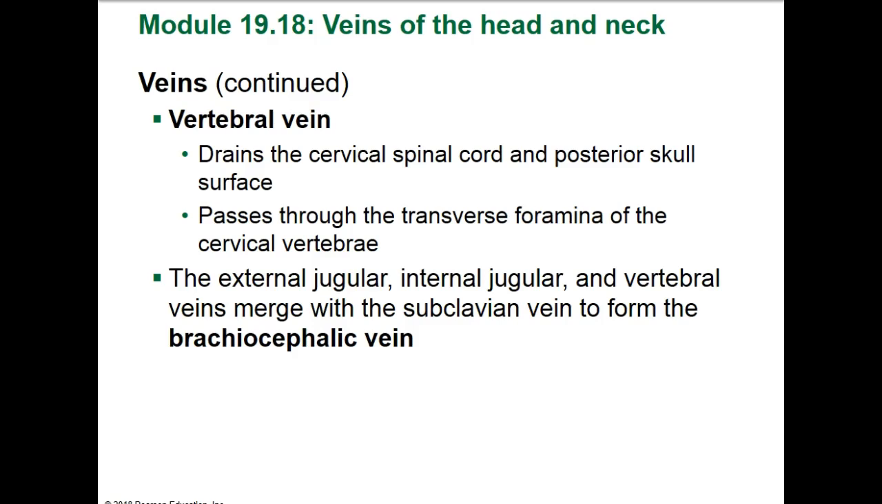The vertebral vein drains the cervical spinal cord and the posterior skull surface, and passes through the transverse foramina of the cervical vertebrae. The external jugular, the internal jugular, and the vertebral veins then merge with the subclavian vein and form the brachiocephalic vein.